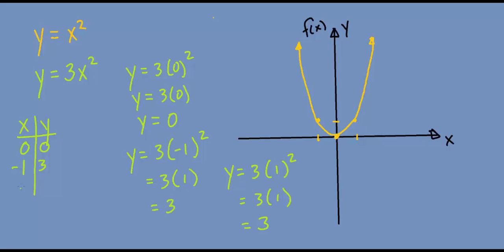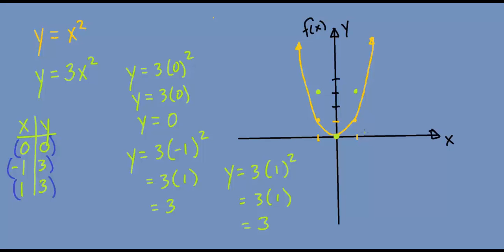We output a 3. Again, input 1, output 3. All right, let's plot these points. The points are 0, 0, -1, 3, 1, 3. So we come over here, 0, 0, overlap, same point. -1, 3 this time. So we're going to go back 1, up 3. 1, 2, so we're right about there. And then the next point is 1, 3. So we're moving to the right 1 and then up 3. Mirror image on the other side.